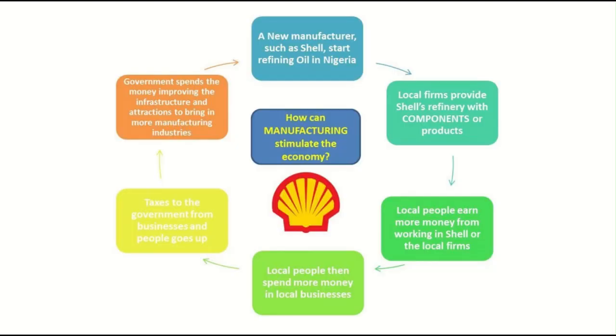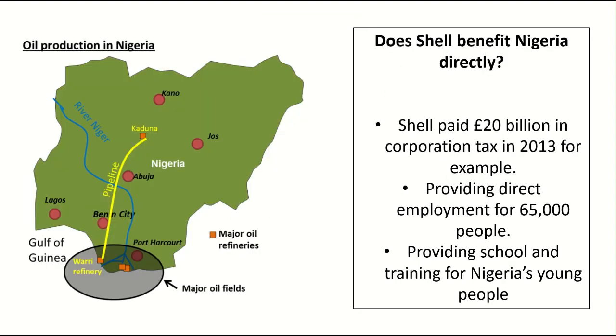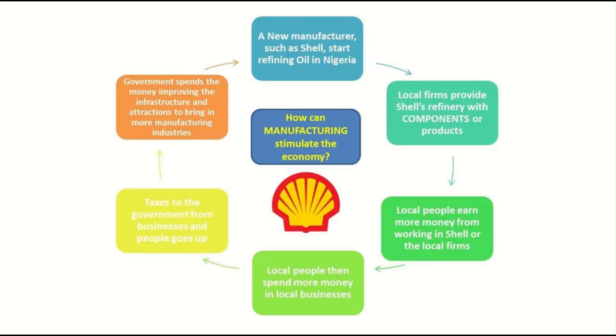Now, the main case study for Nigeria is looking at how manufacturing can stimulate an economy and improve quality of life. And the main manufacturing industry is Shell. Nigeria is a massively oil-rich country. And as a result of that, Shell have provided 65,000 people with direct employment.